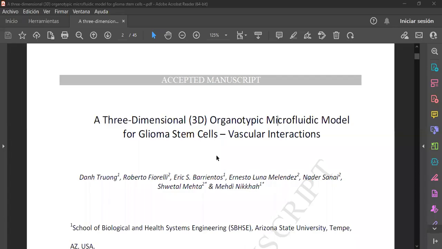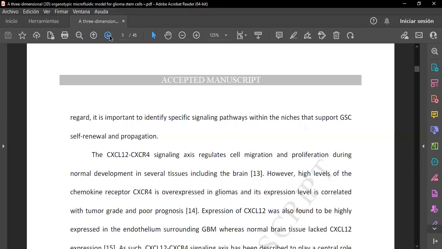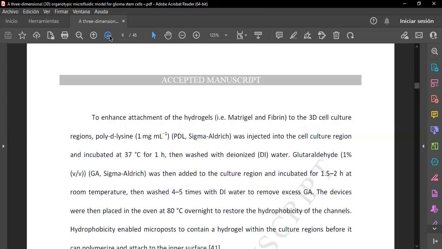Hi everyone, I'm going to tell you about this article called A Three-Dimensional Organotyping Microfluidic Model for Glioma Stem Cells, Vascular Interaction. This is about a PDMS microfluidic device to analyze the interaction between glioma stem cells, endothelial cells, and extracellular matrix using hydrogels with Matrigel and fibrin. Let me show you the images of this interesting article.